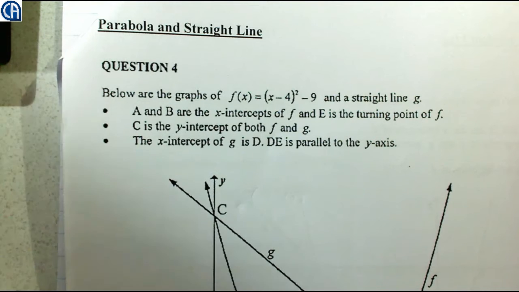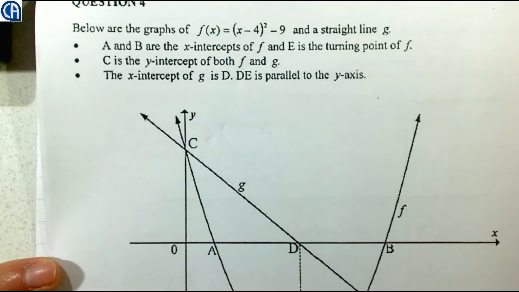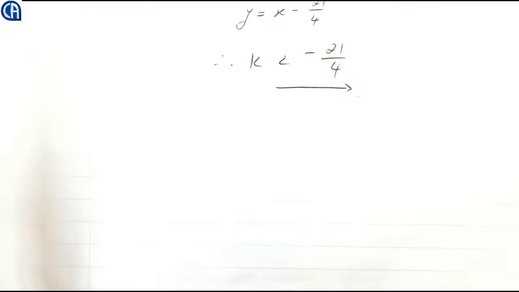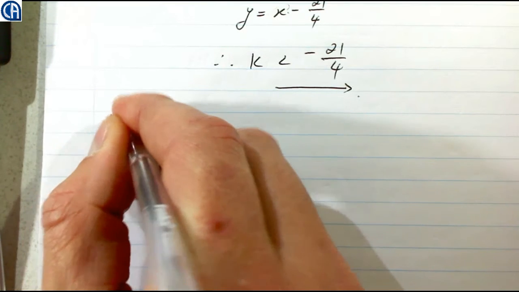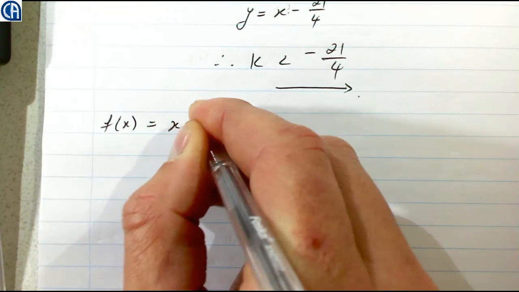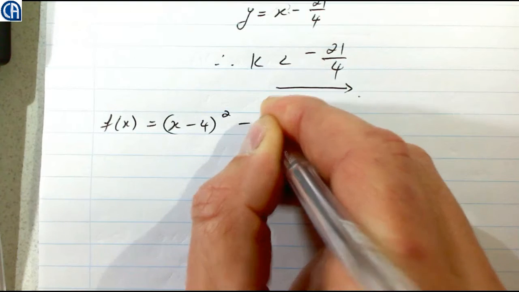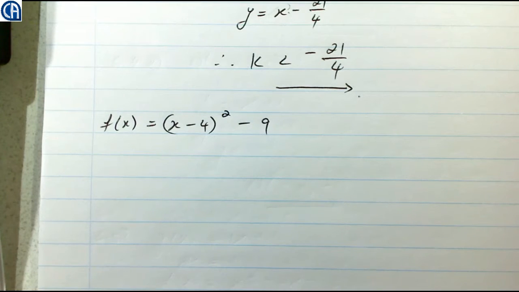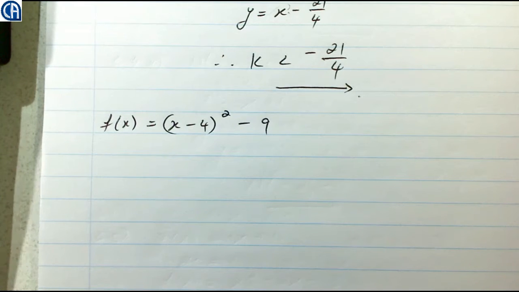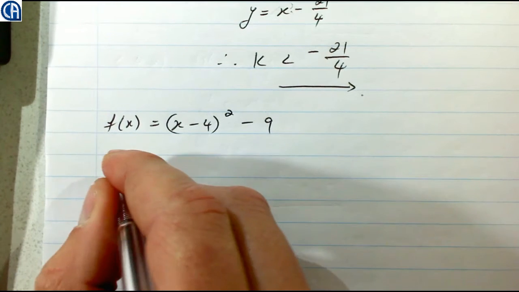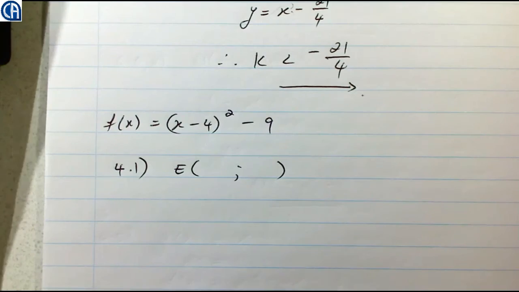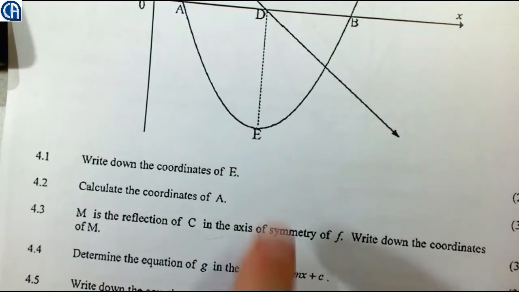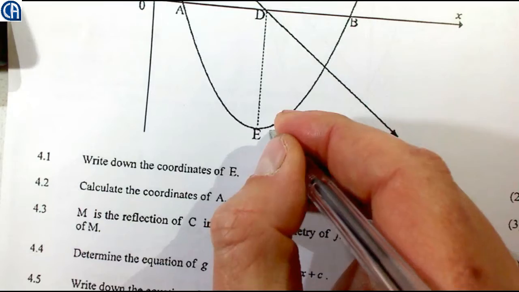Welcome back. We're going to continue with the examples given. So we've got f of x, which is (x minus 4) squared minus 9, which is the parabola in the turning point form. The first question there is calculate the coordinates of E. Now obviously E is the turning point. If you have a look at the graph there, E is where the graph is turning.